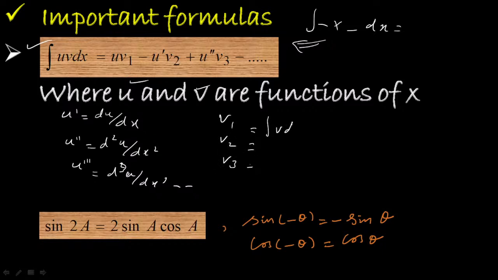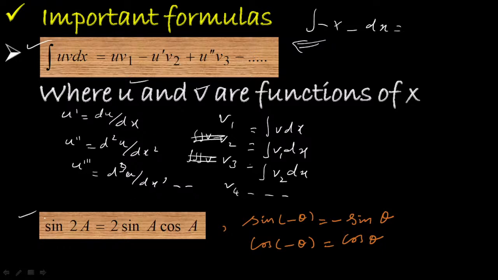v1 is nothing but integral v dx, that is, you integrate v once with respect to x, and that is your v1. v2 is nothing but integrating twice with respect to x. Instead of doing that, already we have integrated once, that is your v1. So you integrate that once again with respect to x, and it gives you your v2. And v3 is nothing but integrating v 3 times with respect to x. Instead of doing that, already we have integrated 2 times. So you integrate v2 once again with respect to x, and that gives you your v3. So v4 etc. So v1, v2, v3, v4 etc. are successive integrals of v.